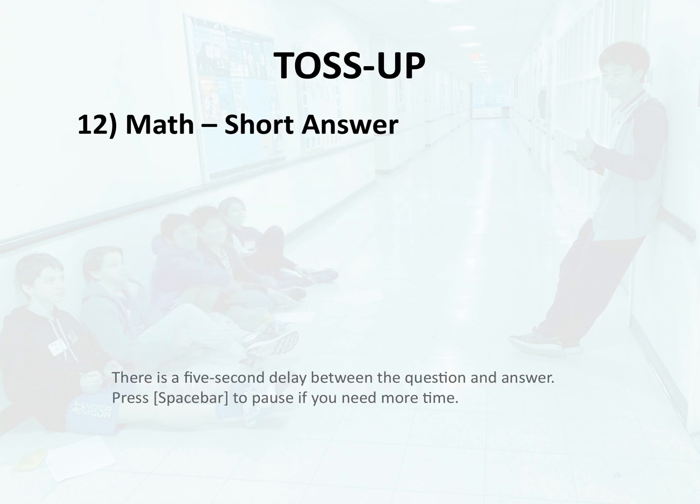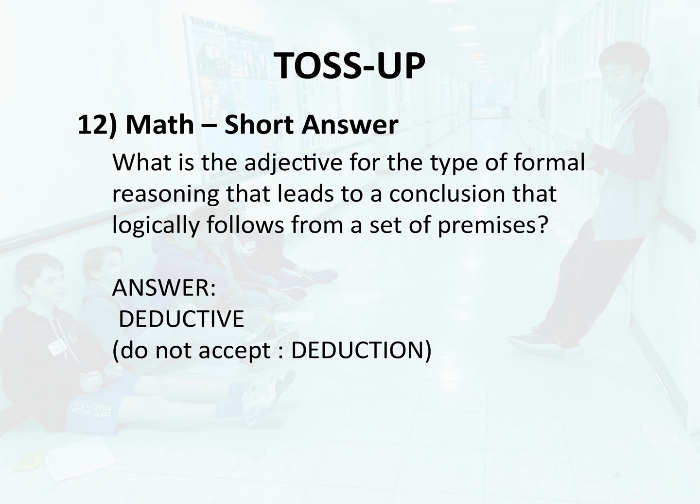Toss-up 12. Math, short answer. What is the adjective for the type of formal reasoning that leads to a conclusion that logically follows from a set of premises? Answer: deductive.